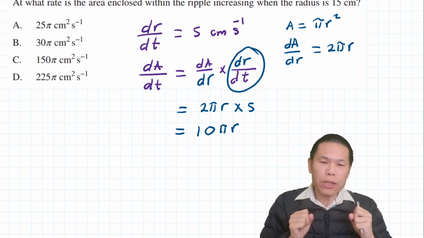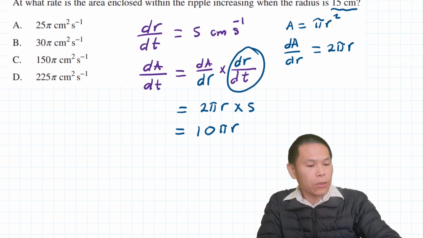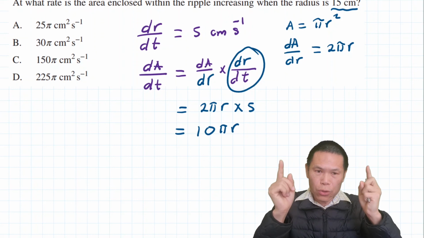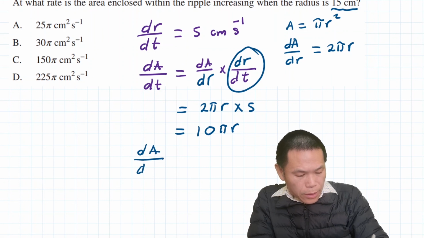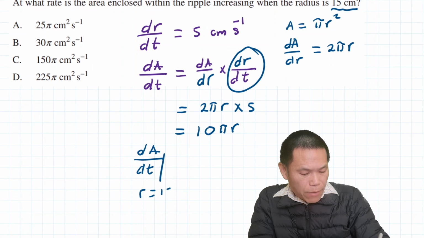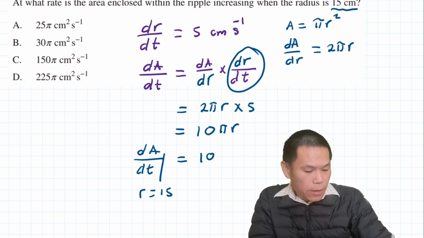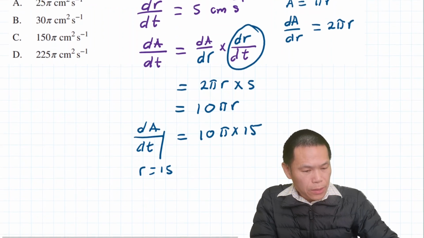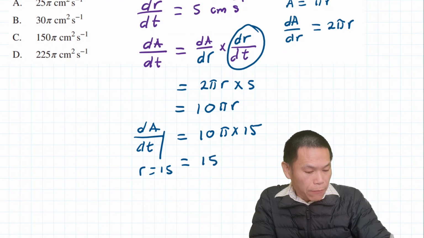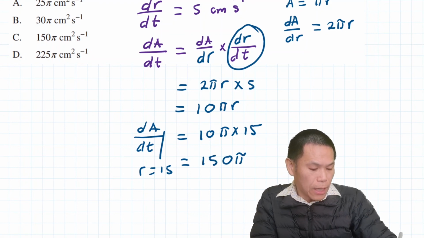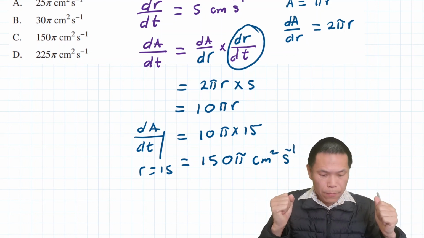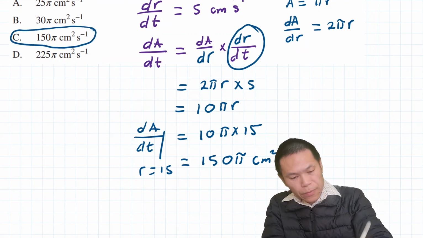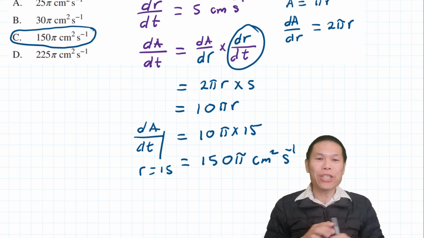There you go. But then we need to find the rate of change of the area at r is equal to 15 centimeters. So now we just substitute the radius is equal to 15 centimeters. So dI/dt at r is 15 centimeters is 10 pi times 15. So that will give me 150 pi centimeters squared, because it's area, per second. There you go. So the answer should be C. That's the answer. And I hope you got it correct. Thank you so much for watching. Bye.